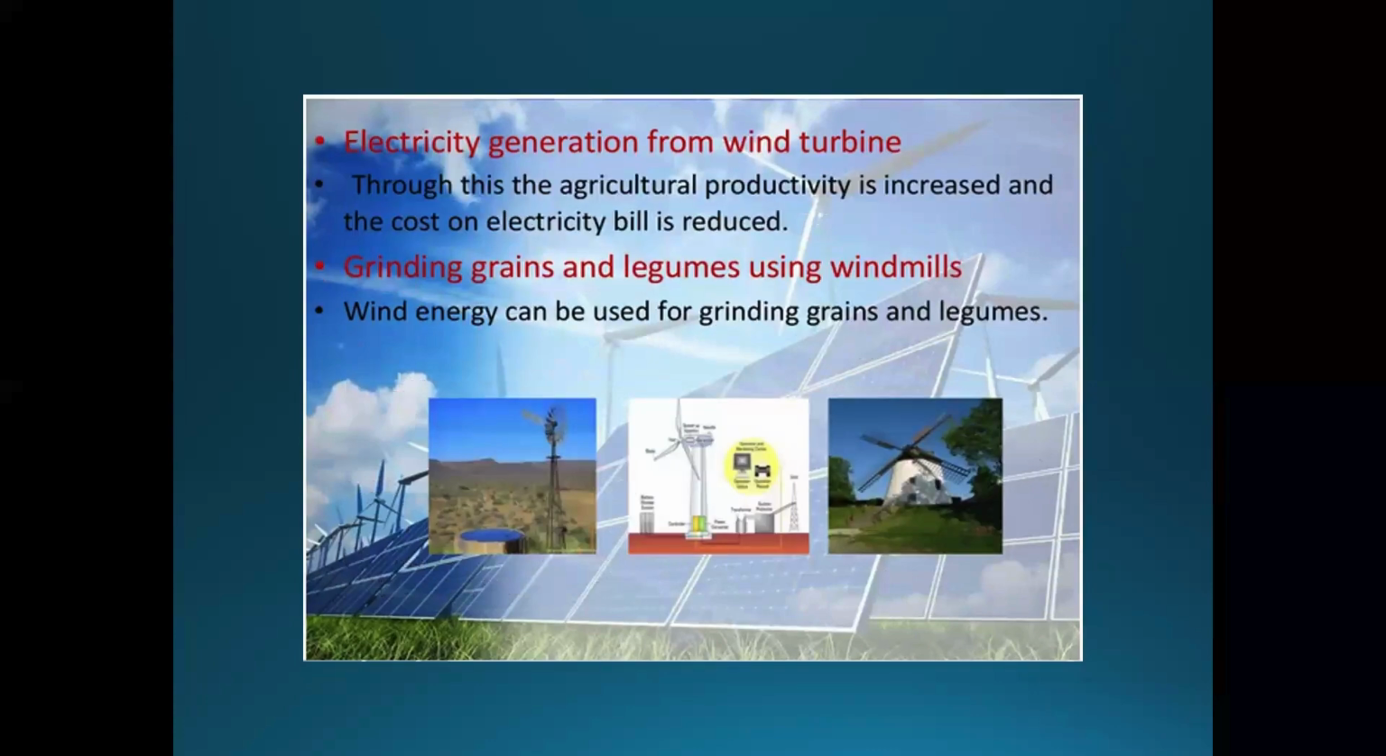Then electricity generation from wind turbines. So you can generate electricity, and sometimes this wind energy can be converted into mechanical energy also. This mechanical energy, you can use it for grinding of the grains, for grinding of the legumes, for making powders, okay, or mills. So you can use this particular energy there.